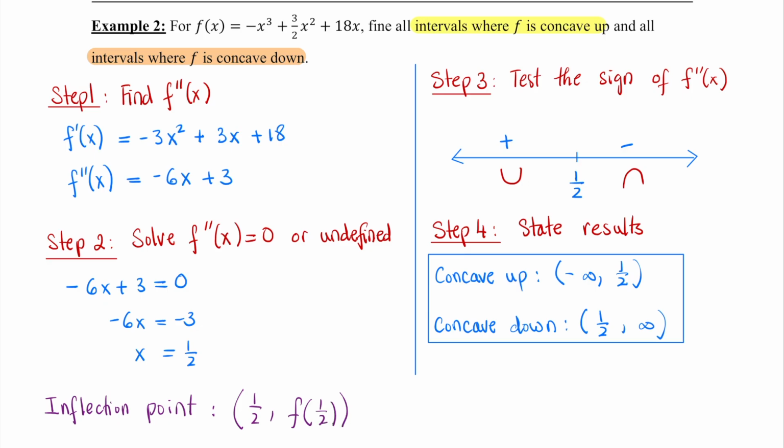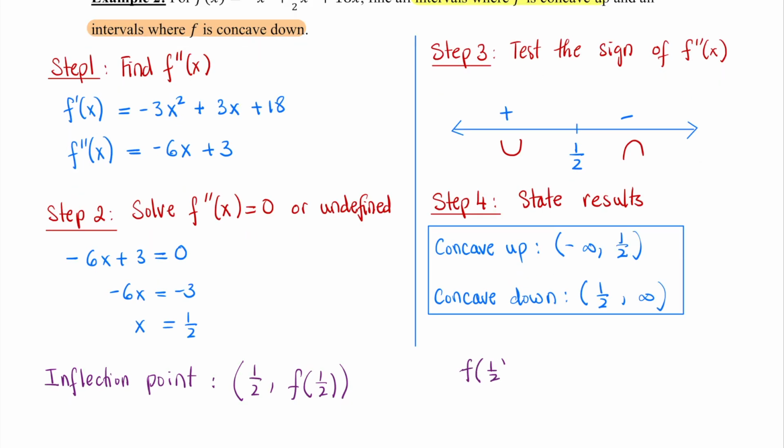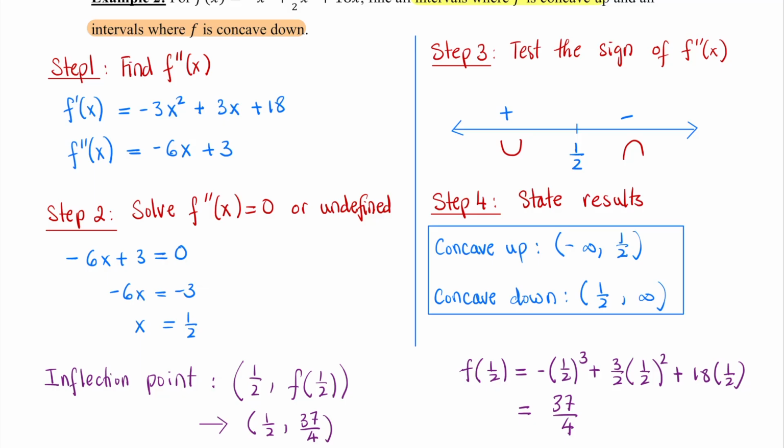Now, to find f of 1/2, we plug 1/2 into f of x. So we have negative 1/2 to the third plus 3 over 2 times 1/2 squared plus 18 times 1/2. And that is 37 over 4. So the inflection point is 1/2 comma 37 over 4.